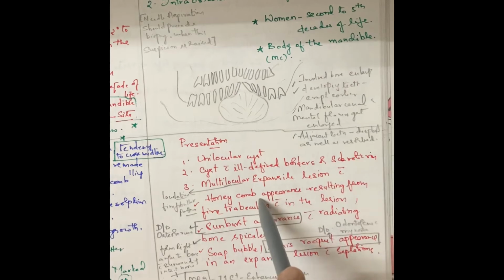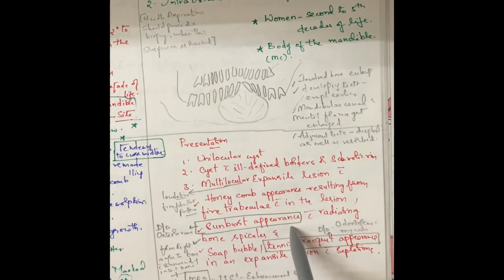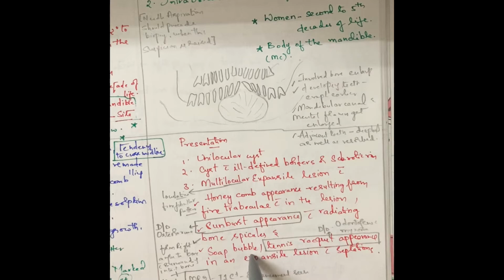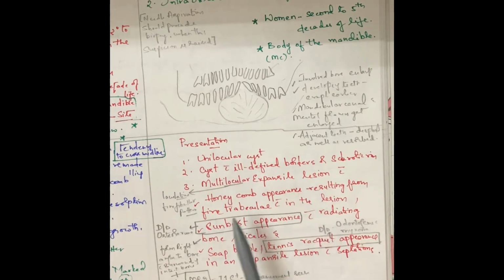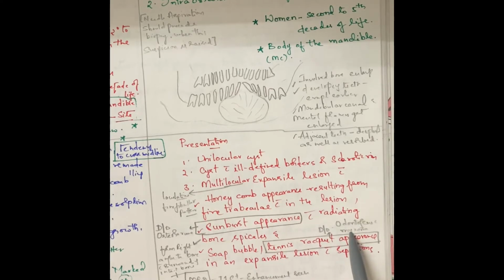Why is there a honeycomb appearance? It results from fine trabeculae within the lesion. Or it can be multilocular with a sunburst appearance due to radiating bony spicules, or it gives a soap bubble appearance or tennis racket appearance in an expansile lesion with septations. So there are different presentations: honeycomb, sunburst, soap bubble, or tennis racket appearance. Each one has its own differential diagnosis. For tennis racket appearance, the differential diagnosis is odontogenic myxoma.